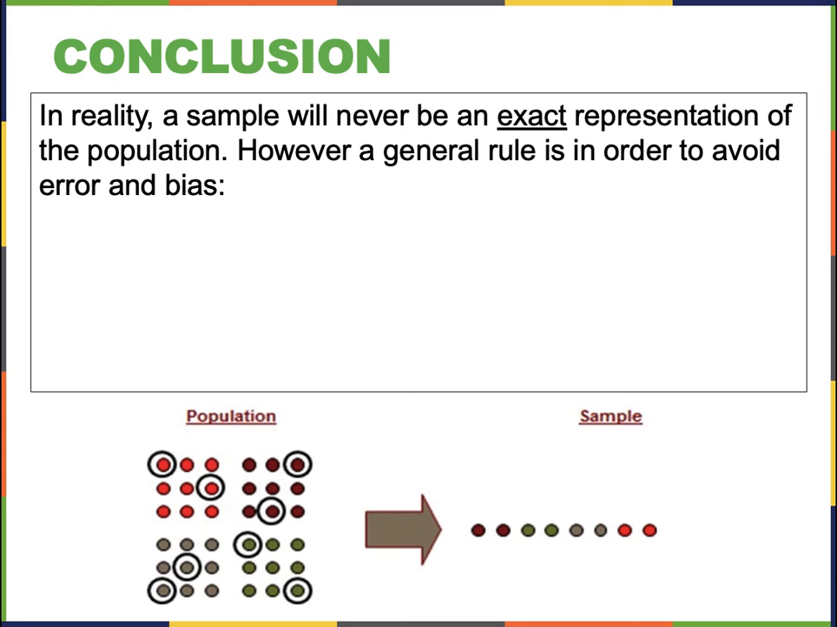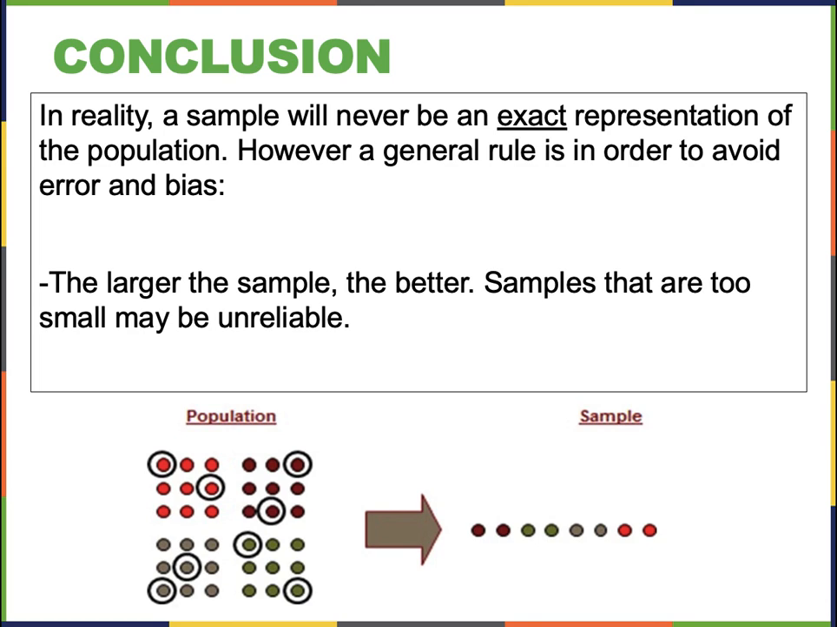In conclusion, a sample will never be an exact representation of the population. This is impossible. We want a sample to be as close as possible to the population, but obviously it never will be. However, a general rule is in order to avoid error and bias, the larger the sample, the better. Samples that are too small may be unreliable. And of course, the sampling method must be as random as possible.